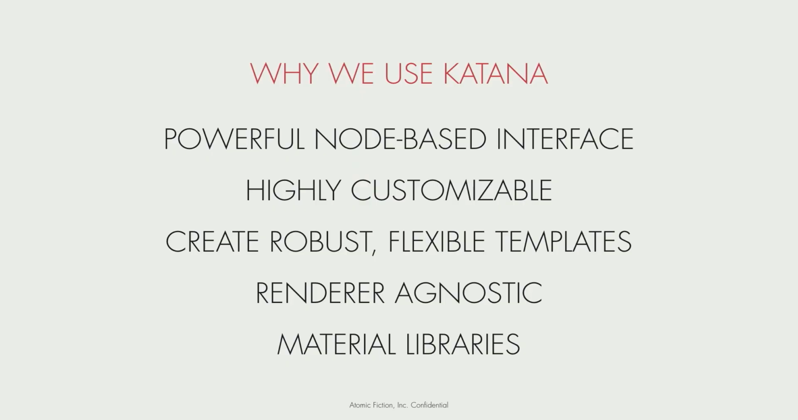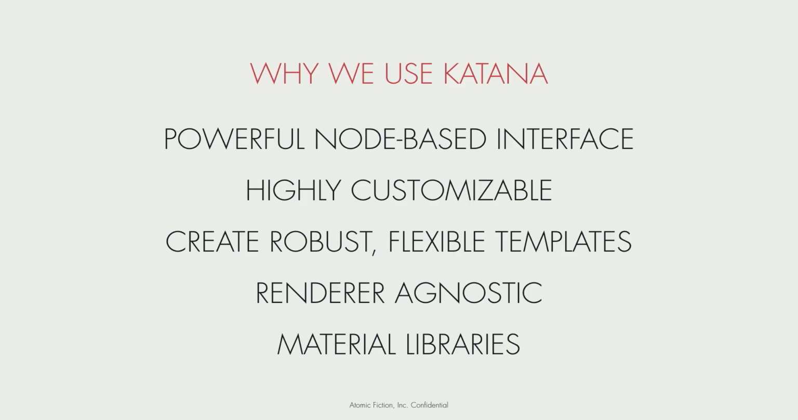So why do we use Katana at Atomic Fiction? It has a powerful node-based interface that makes look dev fast and efficient. It's highly customizable, and you can customize the interface, the layout, and the shelves to suit the artist, task, or show's needs. Katana allows you to create templates so you can blaze through look dev. Some of the things that we typically use templates for are buildings, vehicles, plants and vegetation, rocks and debris, and even sometimes characters and creatures.